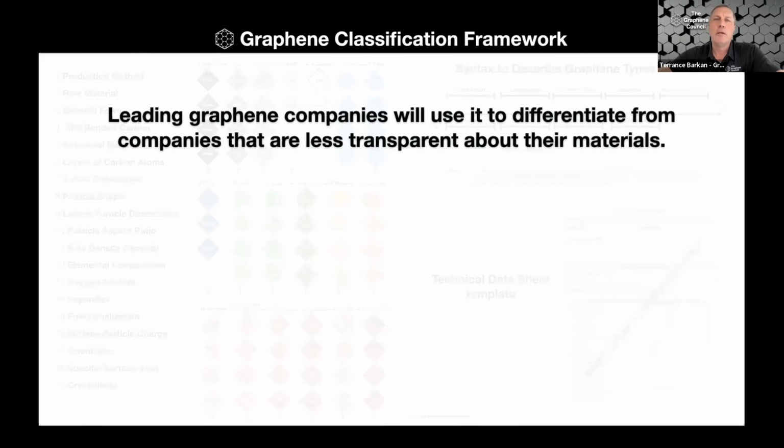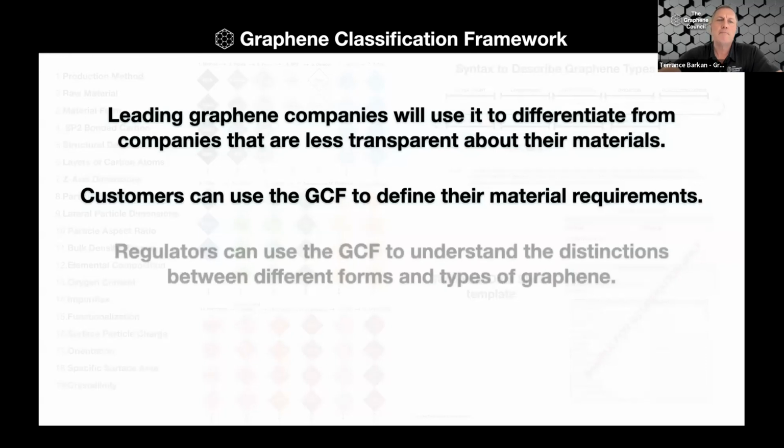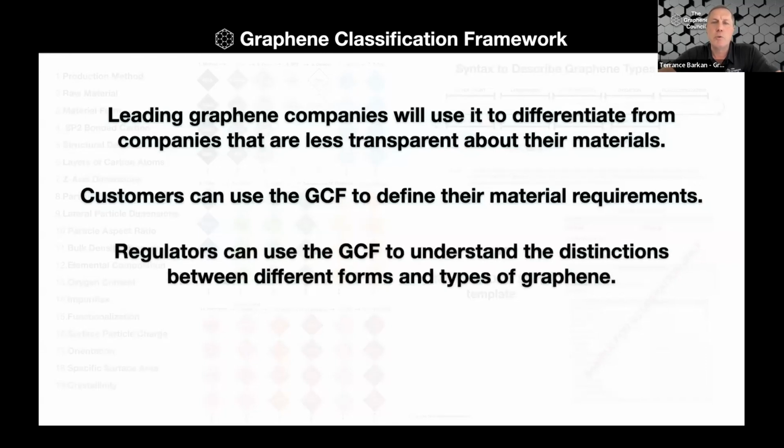And so in conclusion, we expect leading graphene companies are going to use the classification framework to separate themselves from less transparent competitors. We think that customers can use the framework when going for a supply contract to define their requirements. So for example, if you have a company that requires graphene for batteries and they want a second source of supply, they can now go with a very specific detail of the type of material that they need to potential suppliers. Regulators can use this to better understand the different types and forms of graphene.